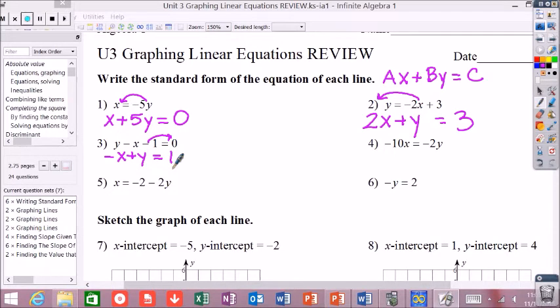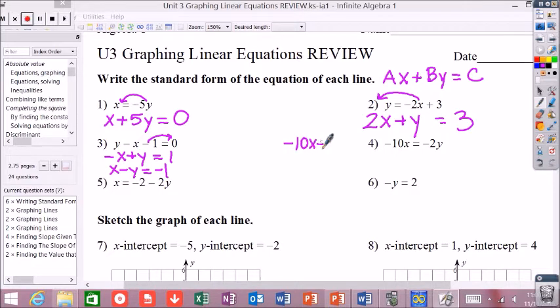So negative x plus y, because the y was positive, equals, well, let's move minus 1 over by adding 1. This is not the best way to write this answer. It's best to start out with our leading coefficient as a positive number. So a negative x means a negative 1 times x. So if I divide out the negative 1, x minus y equals negative 1. And literally it's just changing every sign to its opposite.